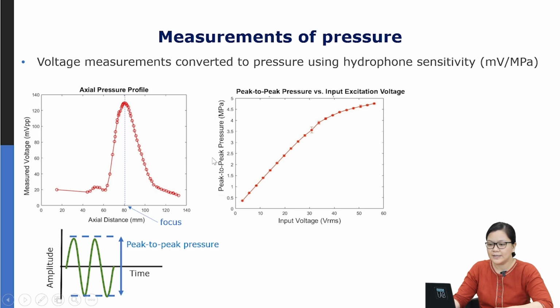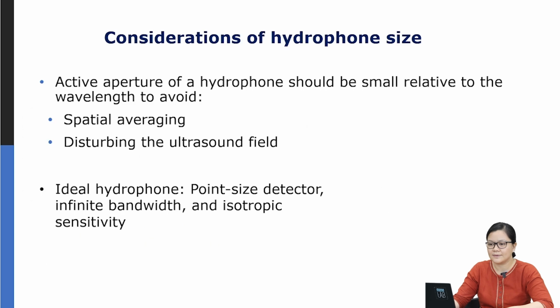And we would usually plot that as a function of the input voltage to the transducer, which we would also measure. And as you can see, as we increase the voltage that is being sent to our transducer, the peak-to-peak pressure also increases. But as the voltage increases much further, we notice that the peak-to-peak pressure also tends to saturate. Now, these are the excitation limitations of the transducer.